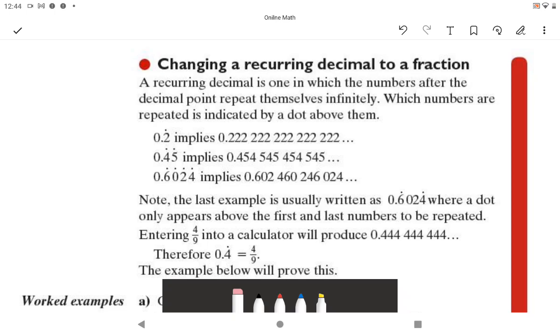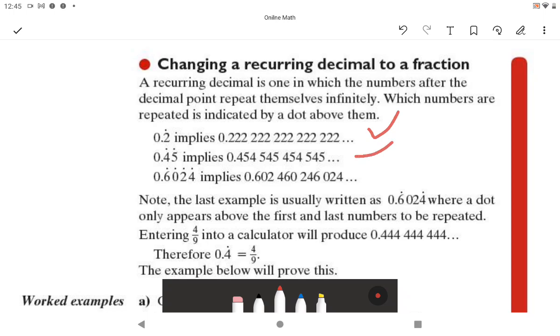And what is a recurring decimal? A recurring decimal is one in which the numbers after the decimal point repeat themselves infinitely. Adding 3 dots at the back means it continues indefinitely. The number that is being repeated, which could be 2 numbers or 3 or 1, is usually indicated by a dot above them. Like we have in this case, 0.2 with a dot on it means 0.2222, it continues.